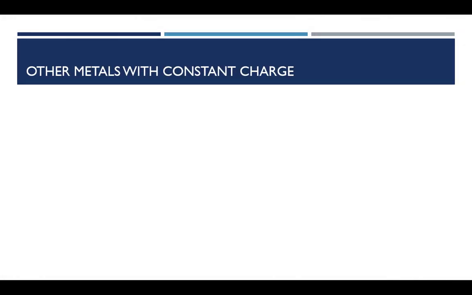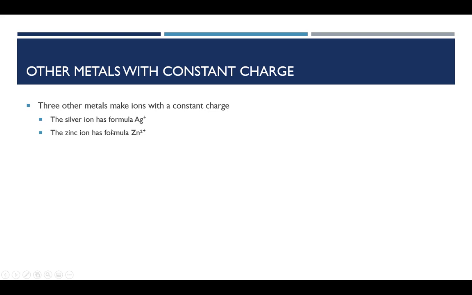Continuing on. There are a few other metals which also make constant charge ions, so in addition to group 1 and group 2 and group 3. And these three are going to be the silver ion, which always has a +1 charge, the zinc ion, which is zinc with a 2+ charge, and the cadmium ion, which has a 2+ charge as well.